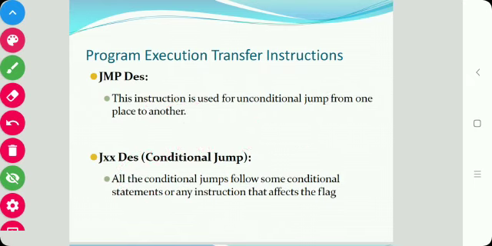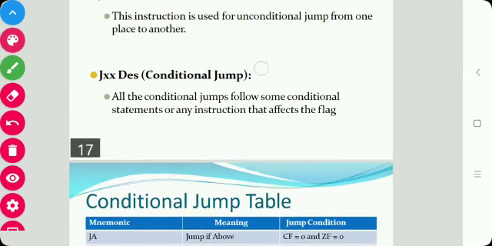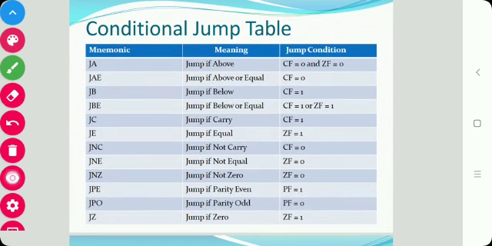Whereas in conditional jump instructions, first the condition is checked. If that condition is true, then only the jump will occur. There are various conditional jump instructions: jump if above, jump if above or equal, jump if below, jump if carry, jump if no carry, jump if not zero. First it checks whether that flag is set or reset according to the instruction, and if that condition is true, then only it jumps to the specified location. So these are the program control transfer instructions.